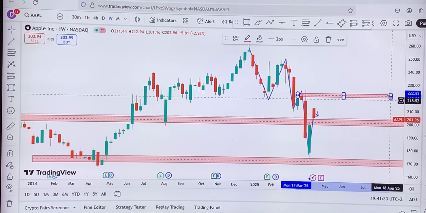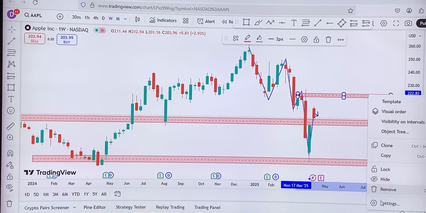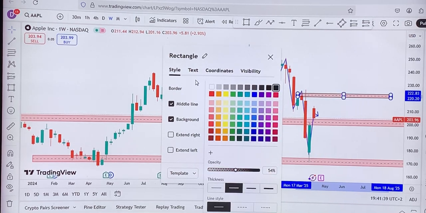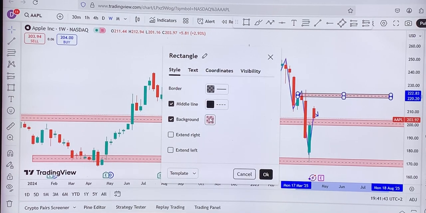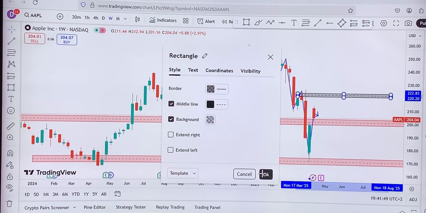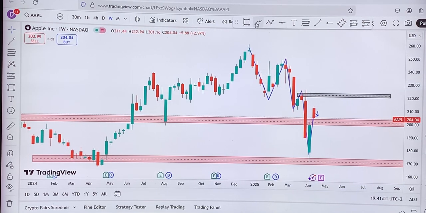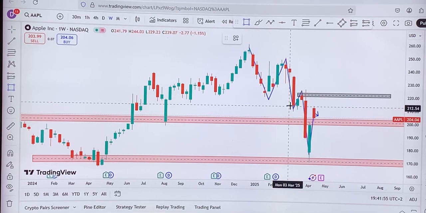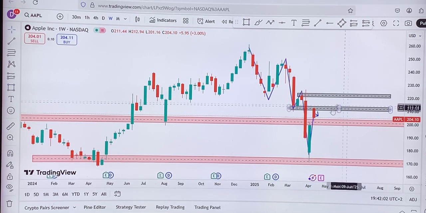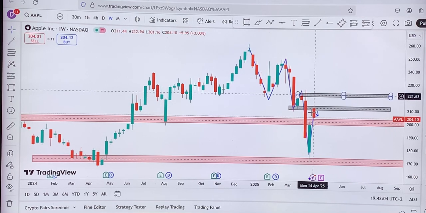So let's have a change of color for this. Let's do something dark. There we go. So we've taken our lower high, previous low, most recent lower high, and the previous lower low. So we've identified our structure on the weekly, telling us that bears are in charge, sellers are in charge.